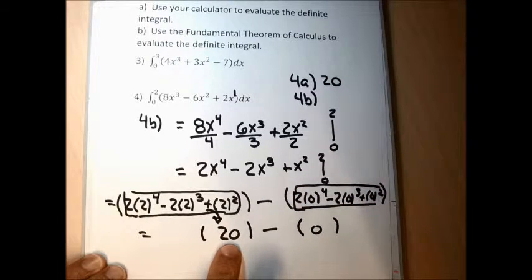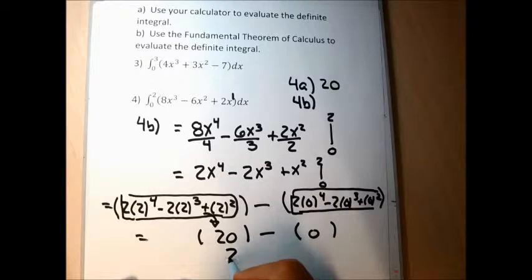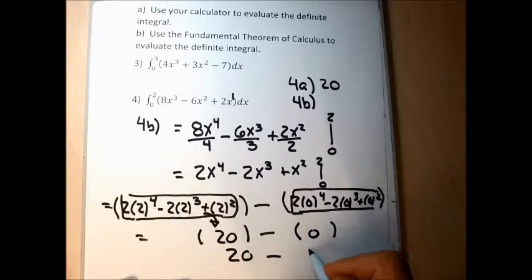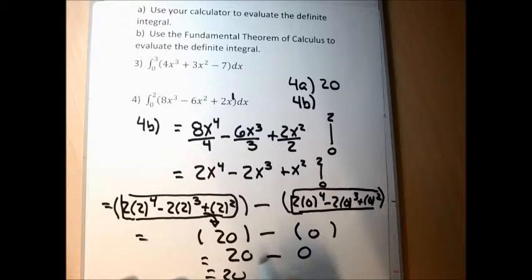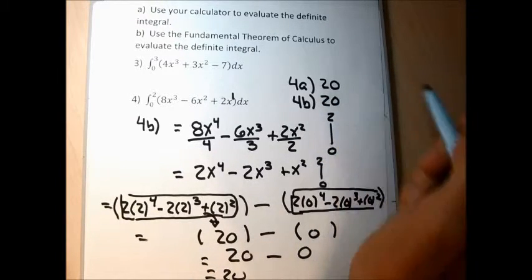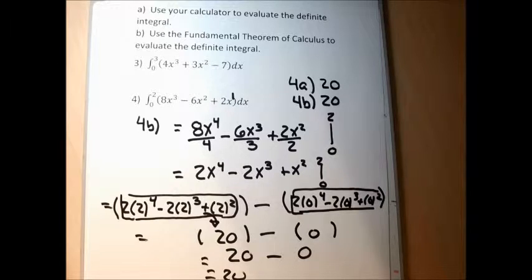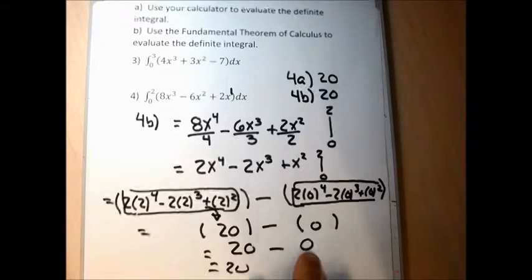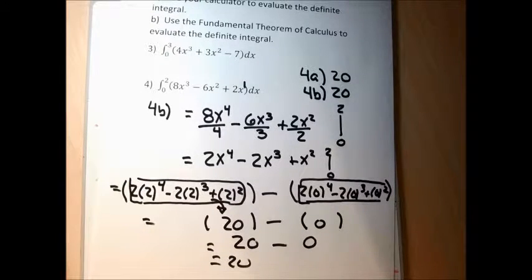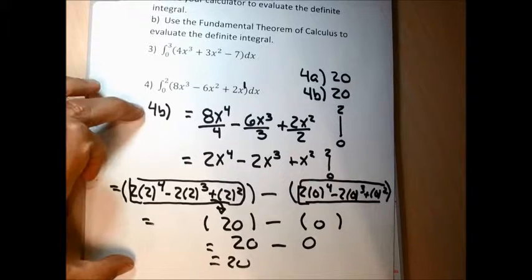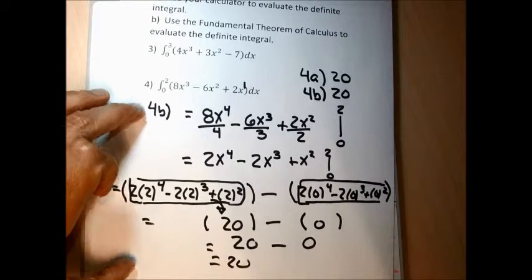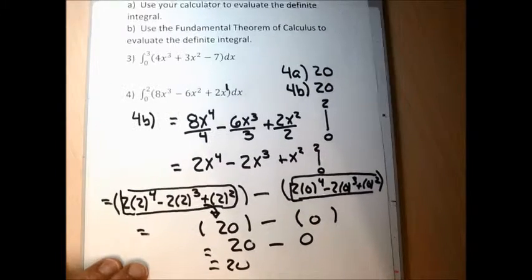The first parentheses comes out to 20. I can drop that parentheses. I'm going to keep this minus sign, drop that parentheses. I get 20 minus 0, which is 20. So my answer to 4b is the same as the answer to 4a because they're both doing the same computations. My calculator's finding the same area that I'm finding by hand. But on our tests, if you just don't show me any of the work, you're not going to get credit. You're going to get hammered pretty hard. So give 3 a try, and I'll move on to number 6.